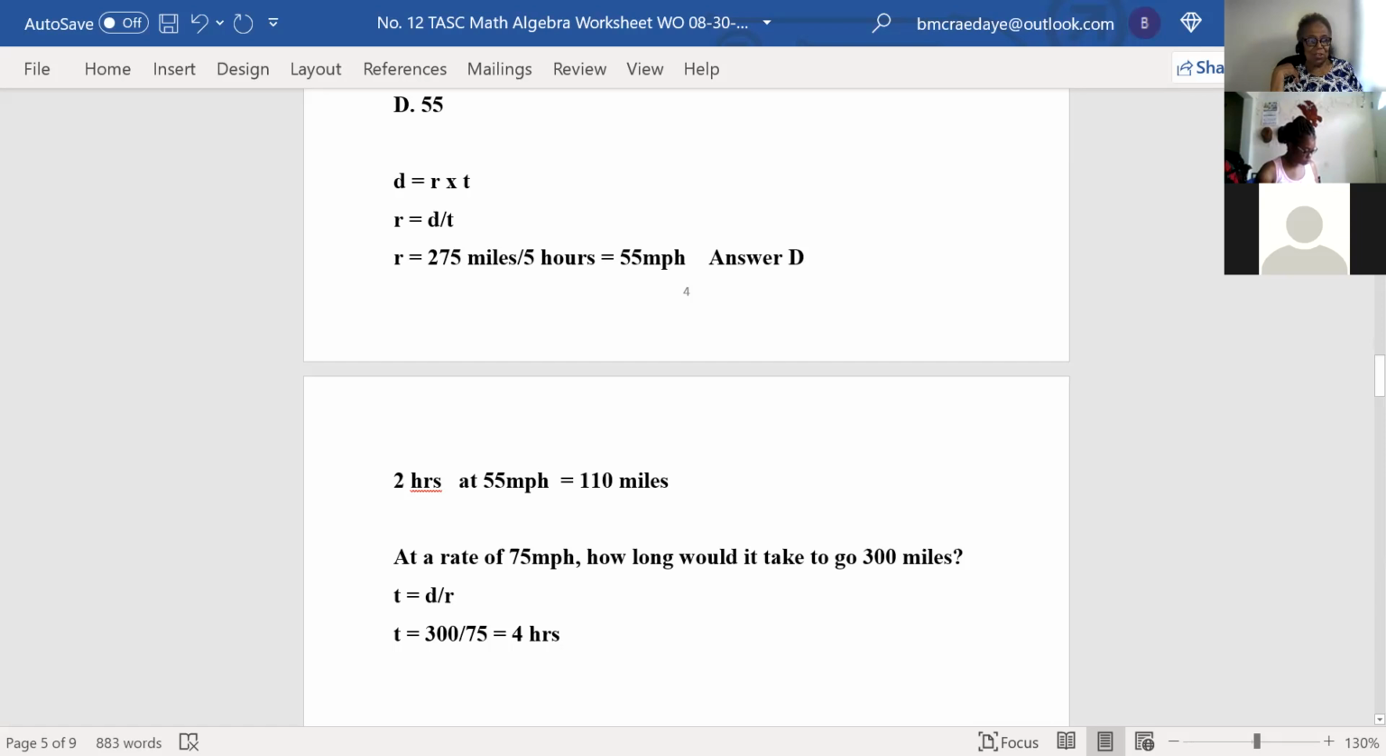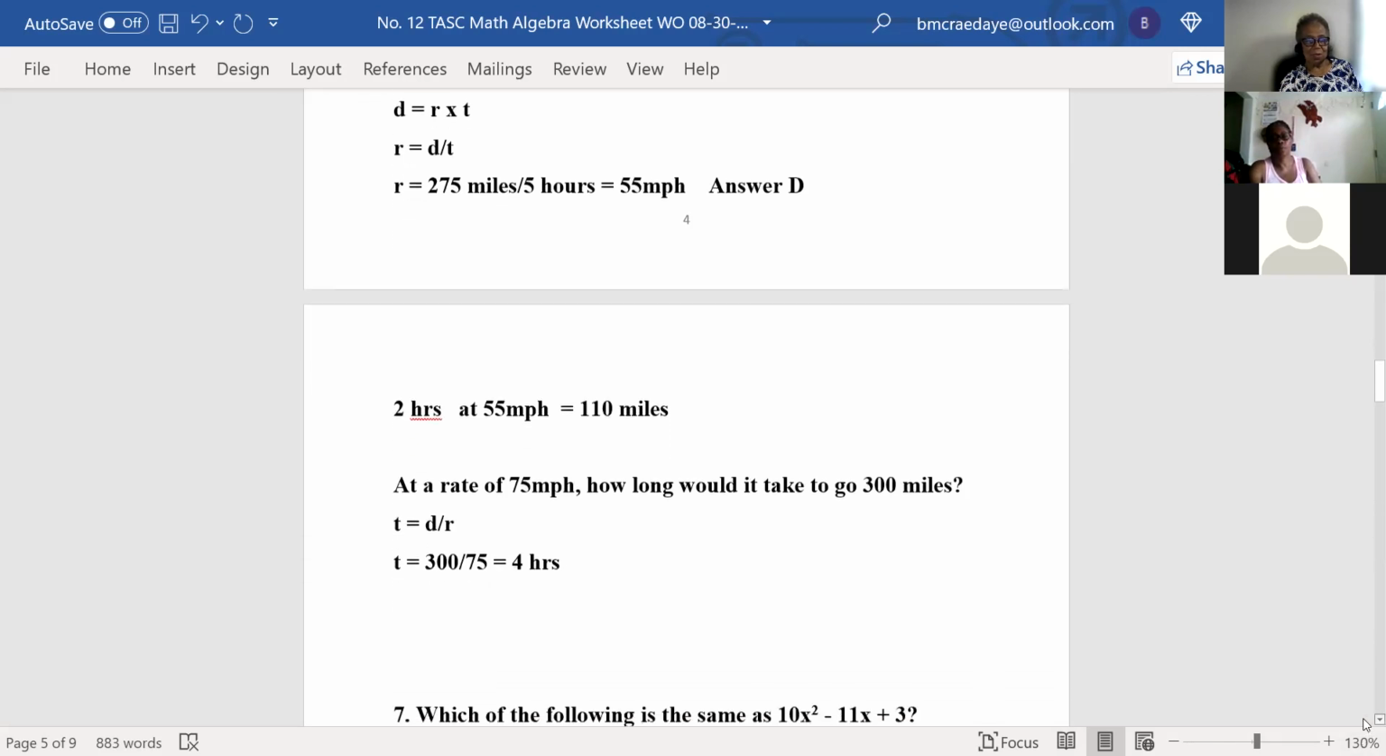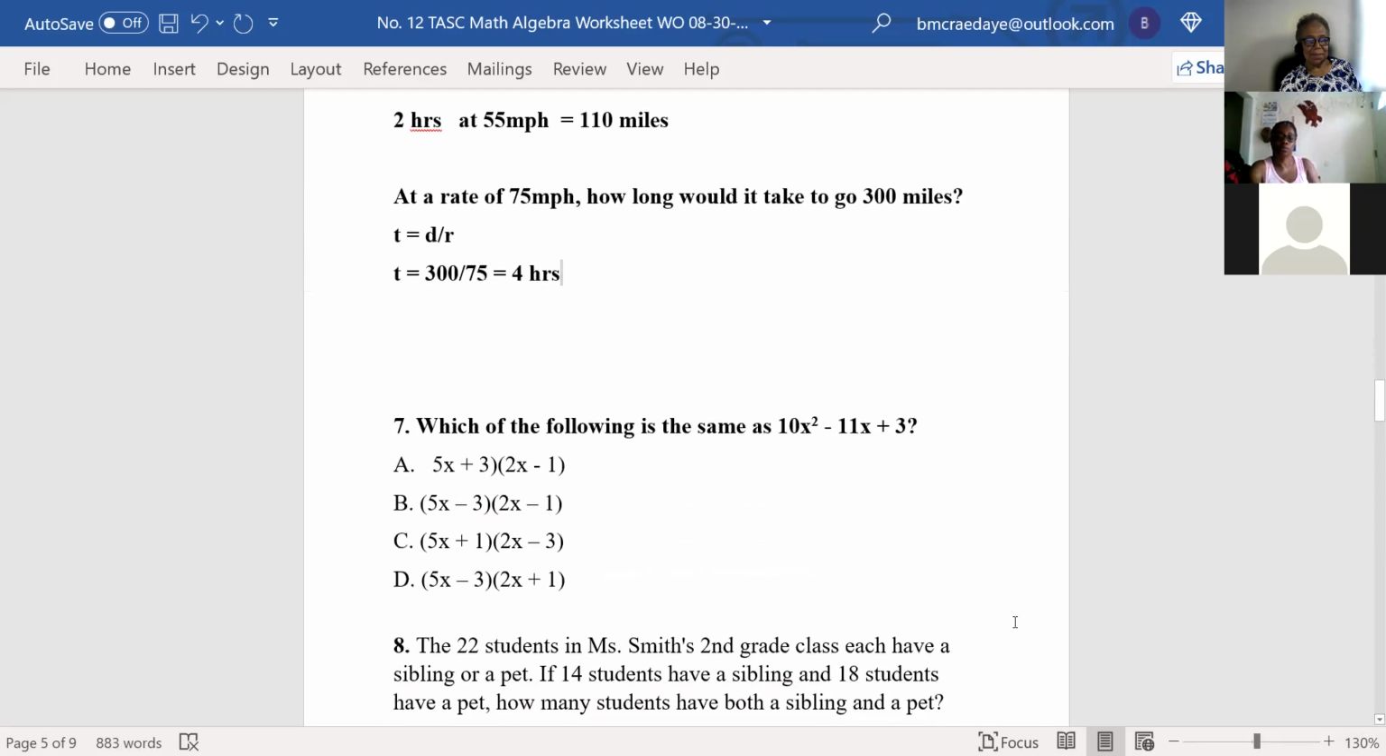So notice the distance-rate formula: you can find distance, you can find rate, you can find time. Any questions on the distance-rate formula? Okay, let's go to the next problem, number 7.